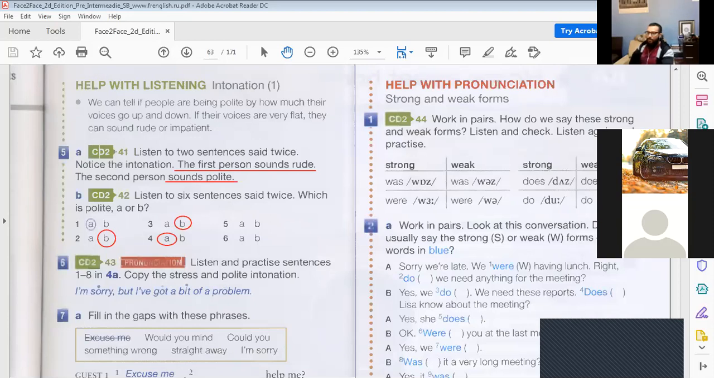Five. A. I'm sorry, but I think there's something wrong with the shower. B. I'm sorry, but I think there's something wrong with the shower.